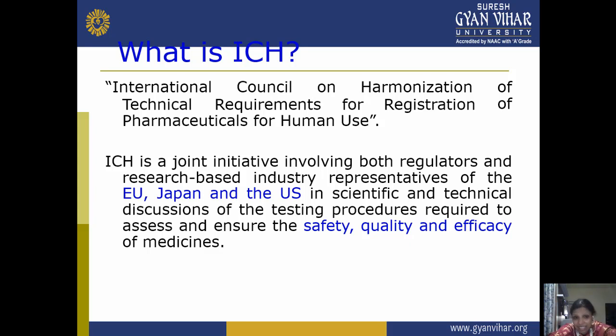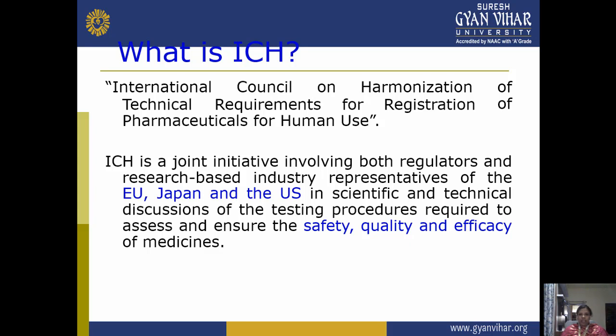These are basically guidelines, or we can say it is a harmonization, or a council. So the question is, what is ICH? ICH full form is International Council on Harmonization. It is about the technical requirements for registration of pharmaceuticals for human use. So if we talk about global harmonization, ICH provides the technical requirements for the registration of pharmaceuticals for human use.